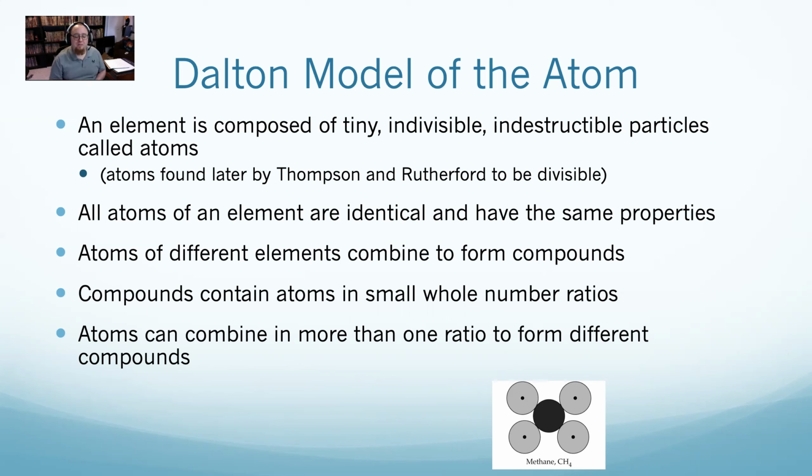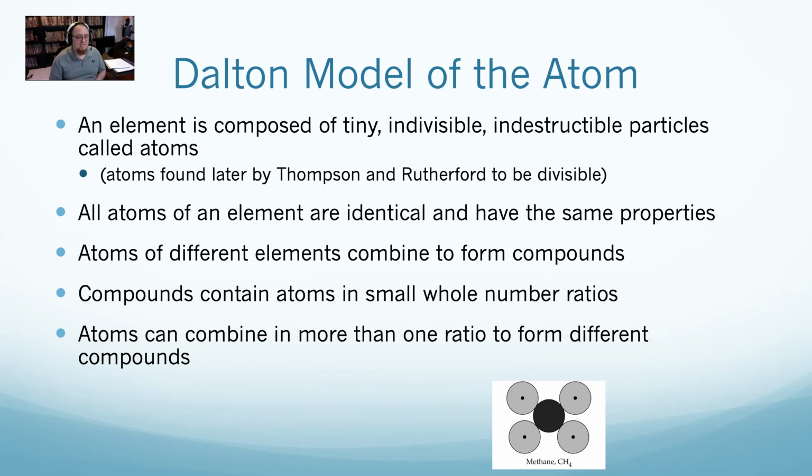This picture right here of the methane molecule is how Dalton said methane looked. He said methane was one carbon atom surrounded by four hydrogen atoms, which we still believe is what methane is now.